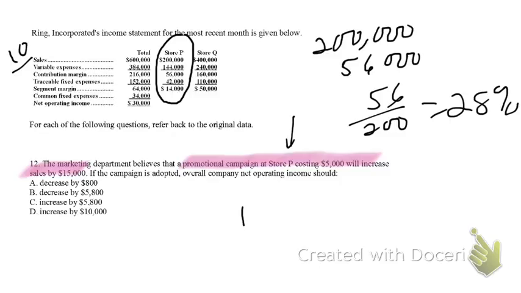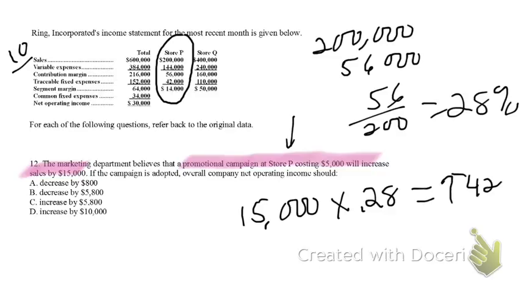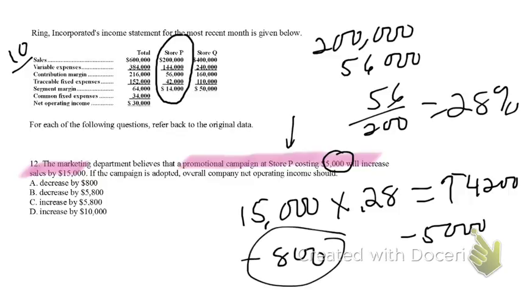Notice, my sales are going to go up by 15 grand. 28% of that is going to increase my contribution margin, so my contribution margin is going to go up by $4,200. Well, that's good, but it's going to cost me $5 grand. The cost is $5 grand, so I am going to lose $800 by going ahead and doing this. So the correct answer is A. Sales are going to decrease by $800.